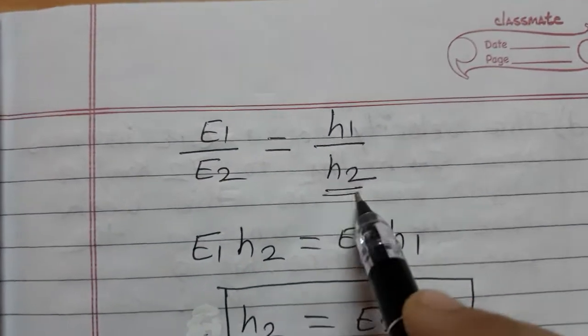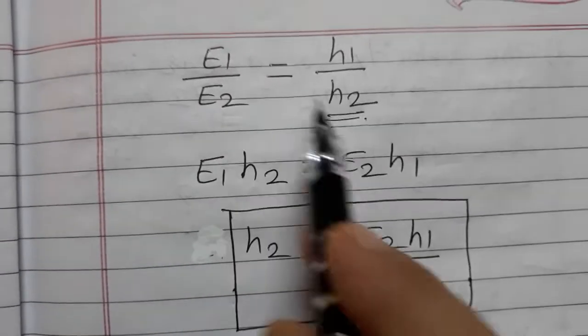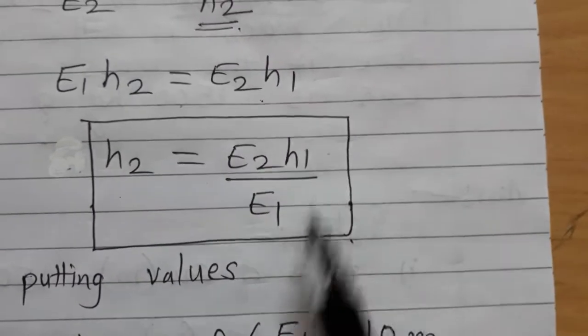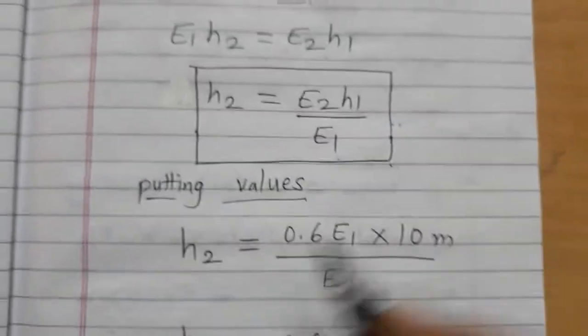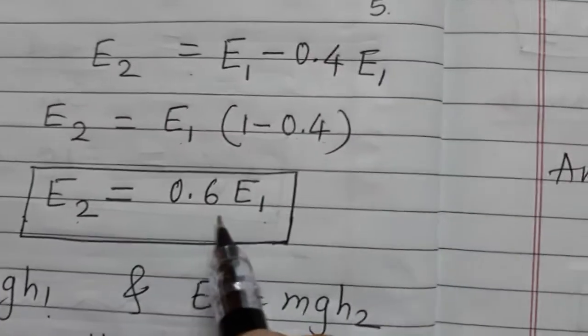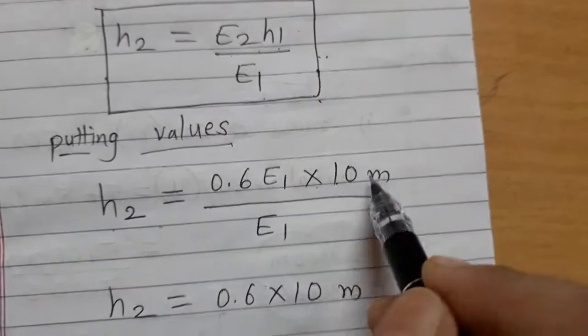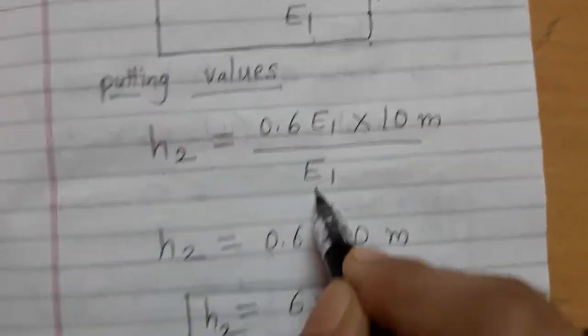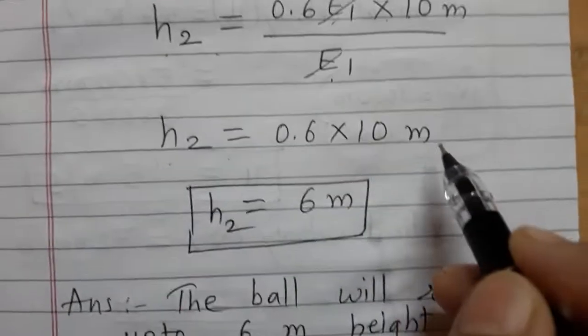We have to find out h2. So we just solve it further. E1 h2 equal to E2 h1 and h2 equal to E2 h1 upon E1. Now substituting the values in this equation, we get h2 equal to, E2 we have found out 0.6 E1. So put the value 0.6 E1 into H1 which is 10 meter, upon E1. Then E1 gets cancelled and we get 0.6 into 10 meters.